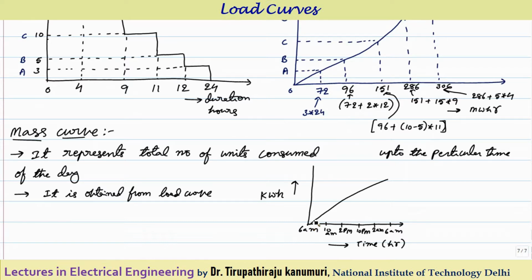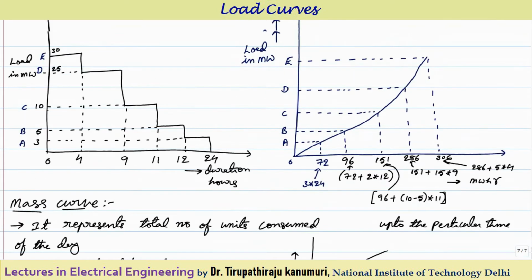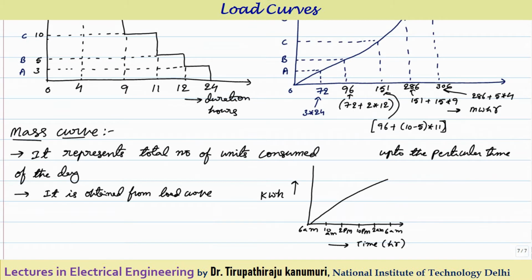We go on adding the energy consumed up to that particular instant. That means this is nothing but the integration of the load curve. We will go on multiplying and adding. So that gives the mass curve. Whereas the load duration curve is integrated to give the integrated load duration curve, the mass curve is the integration of the load curve. That is the difference between these two.